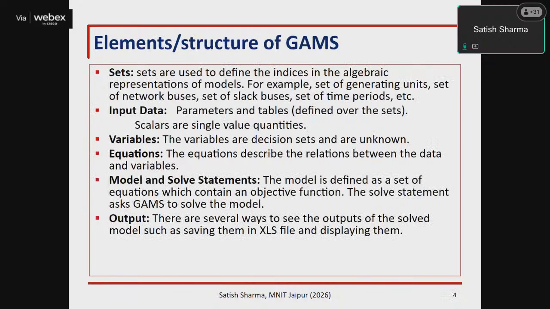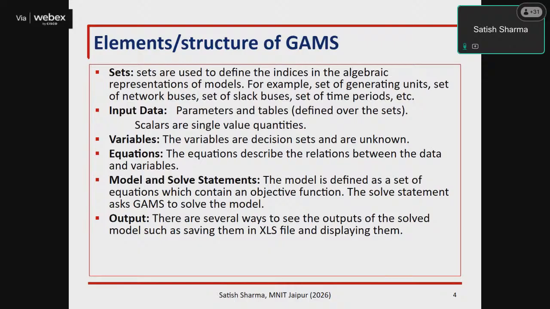So these are the elements of the GAMS code. Only these four or five elements are there, not more than that. First is sets. Sets are basically used to define the index in the algebraic representation of the model. Usually, generating units are there. So instead of defining multiple generating units like generating unit 1, 2, 3, we can define all together by a particular index. This I is the index of the generating units, and there are 4 generating units in that. The same goes with network buses, slack buses, and time periods. Those can be defined in sets very easily. We will discuss how we can define these.